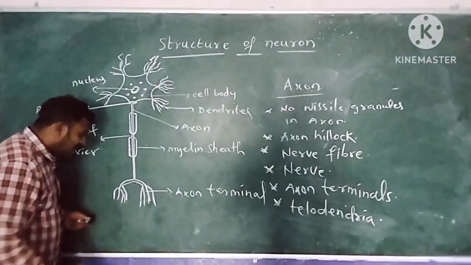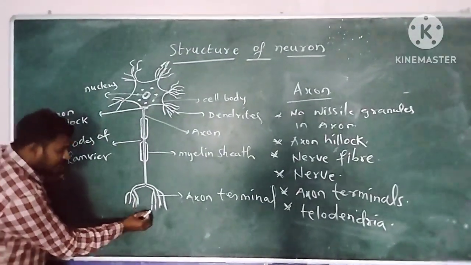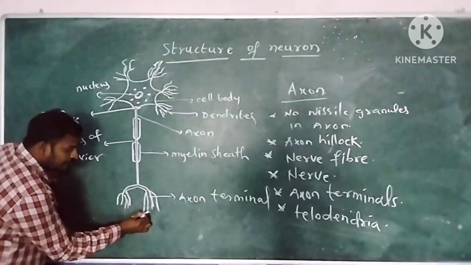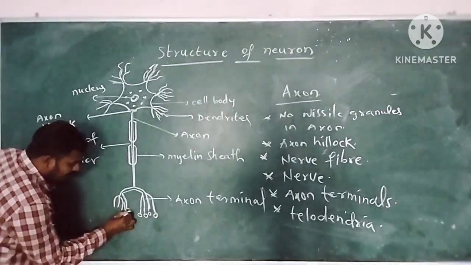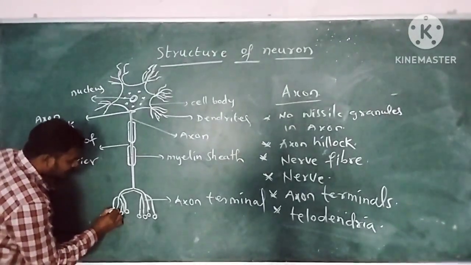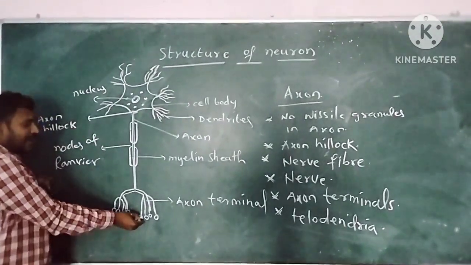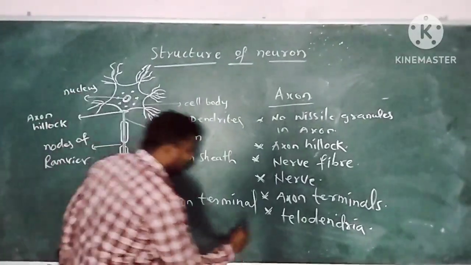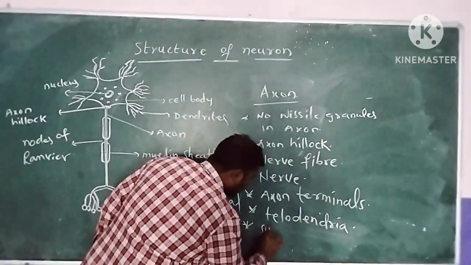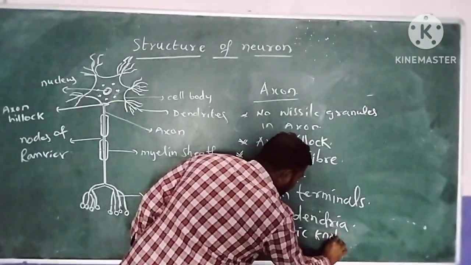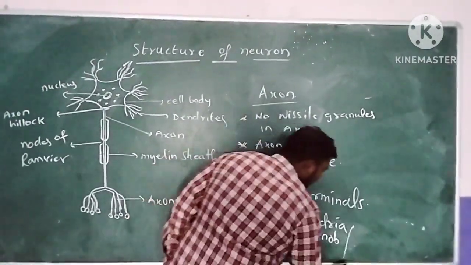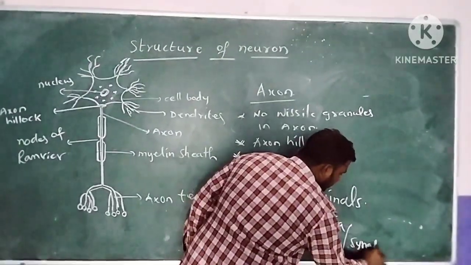At the end, each branch of the axon terminal becomes swollen. The swollen structures of the axon terminals are known as synaptic knobs, or synaptic buttons.